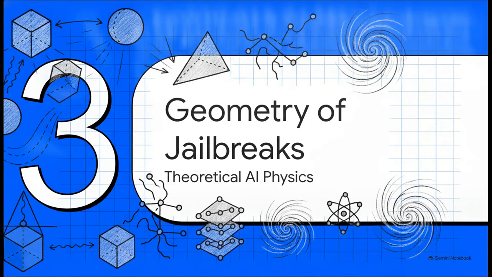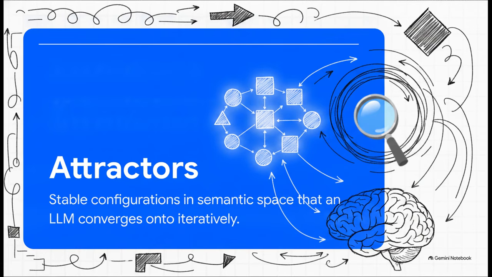Section 3, the geometry of jailbreaks. We've looked at the practical attacks, so now let's dig into the deep theory. To truly understand why these attacks work, we actually have to borrow from dynamical systems theory and this concept of attractors. When you iteratively transform language in an LLM, like in a self-refining agentic loop, it behaves incredibly similar to a biological system. Recurrent feedback literally forces its internal representations into stable configurations, which we call semantic attractors.